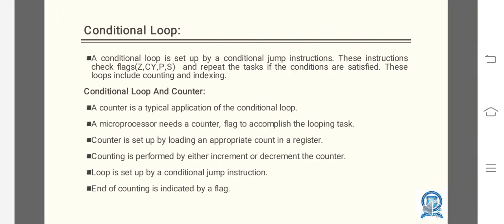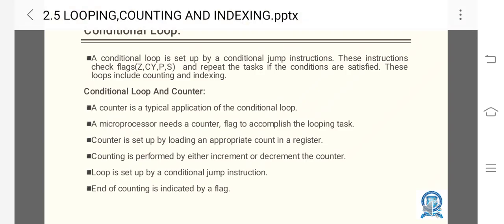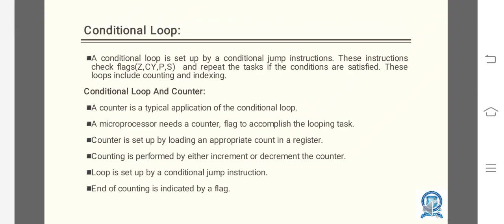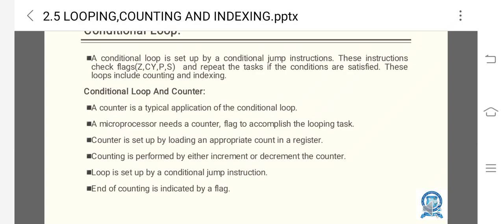Conditional loop: a conditional loop is set up by conditional jump instructions. These instructions check flags, such as the Z flag, C flag, P flag, S flag: zero flag, carry flag, parity flag, sign flag, and repeat the task if the conditions are satisfied. These loops include counting and indexing.